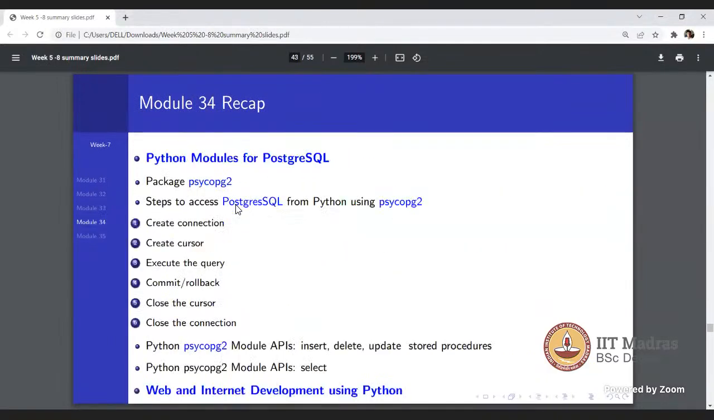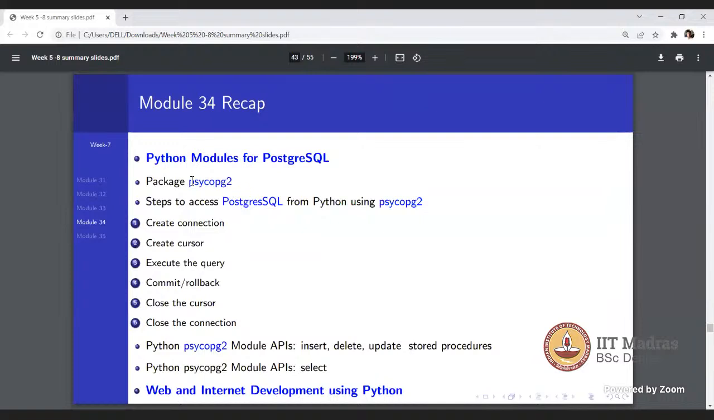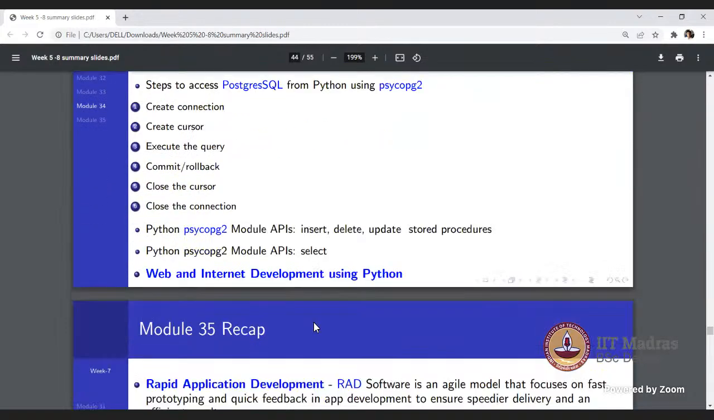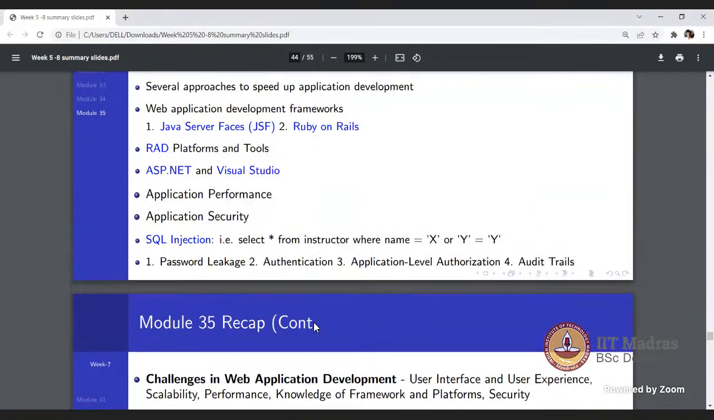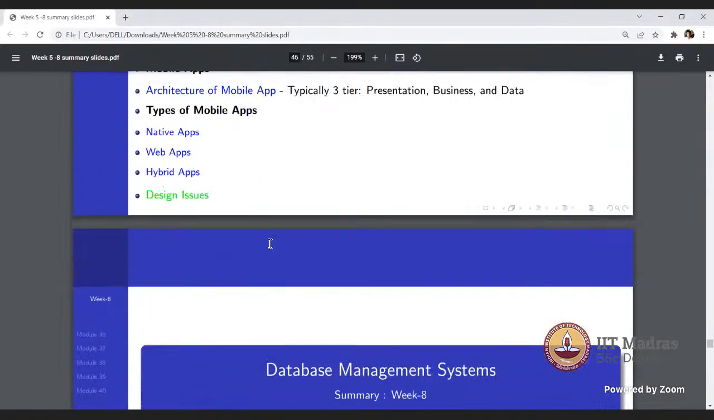You can follow these steps to connect, like which are the modules for PostgreSQL, psycopg2. These are the steps. Then there's one SQL injection part also, you can try out that. Here there is a select statement, and if we mention OR with a true condition, it will give us the details of all the instructors. You can try in pgAdmin or any SQL editor.